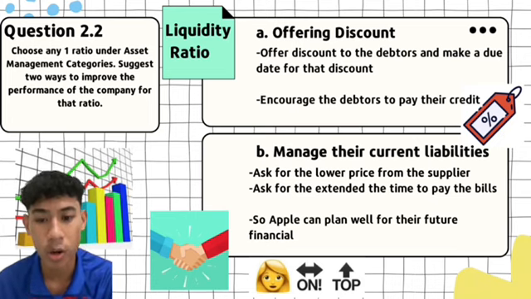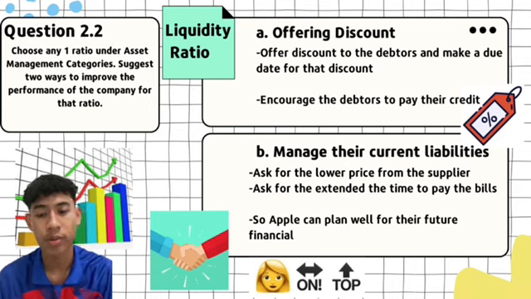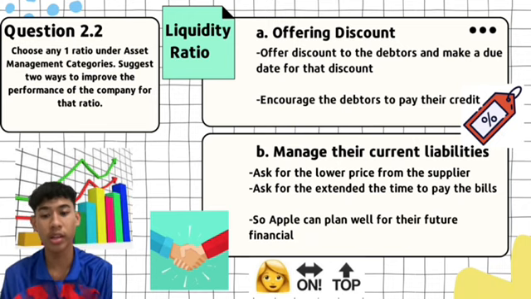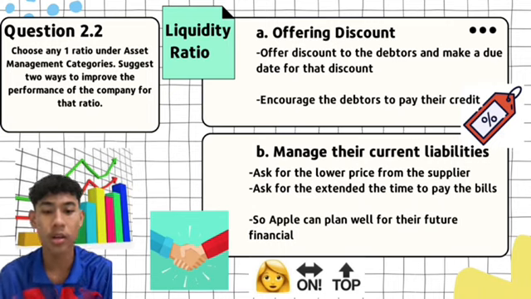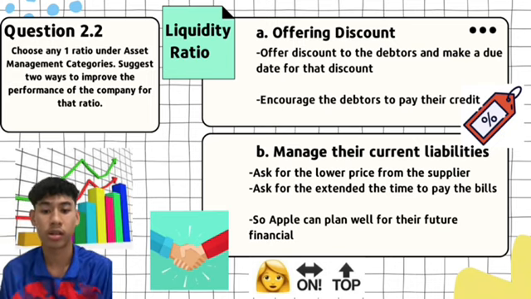First, Apple can offer a discount to their debtors within a due date that they have set, which means within the date given, the debtors can settle their debt with the discount offered. If the due date has expired, the debtors need to pay like usual, meaning no discount for them. So the debtors are not getting any benefit if they do not pay their debts. This can encourage the debtors to pay their credit early and also avoid bad debts.